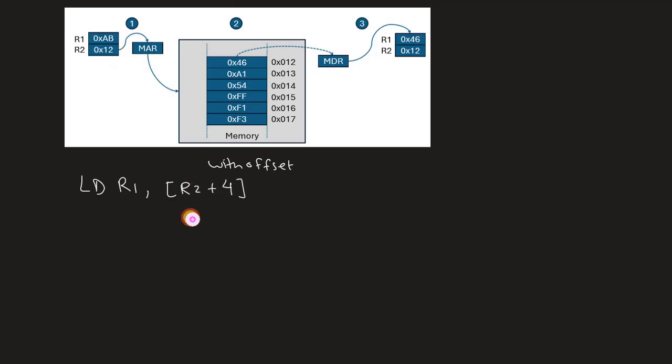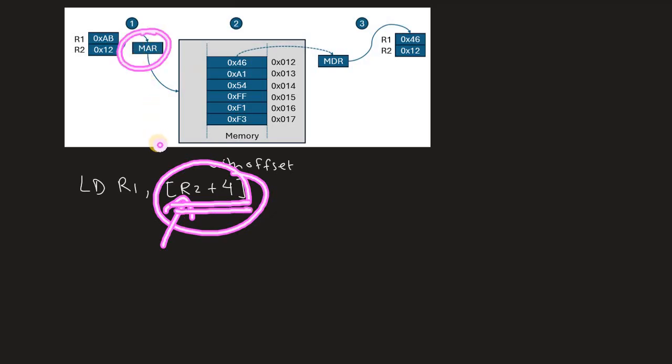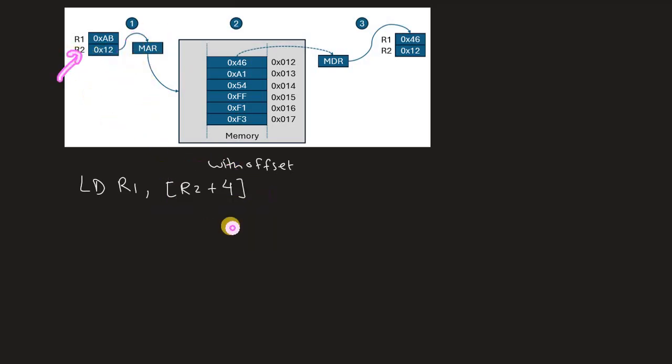So the original R2 that you see over here is going to remain unchanged. When you add, it won't affect R2. This addition will be stored into MAR, so the current R2 won't be affected by it. And then whatever result that you get, you're going to place it into R1. So this is what's happening.